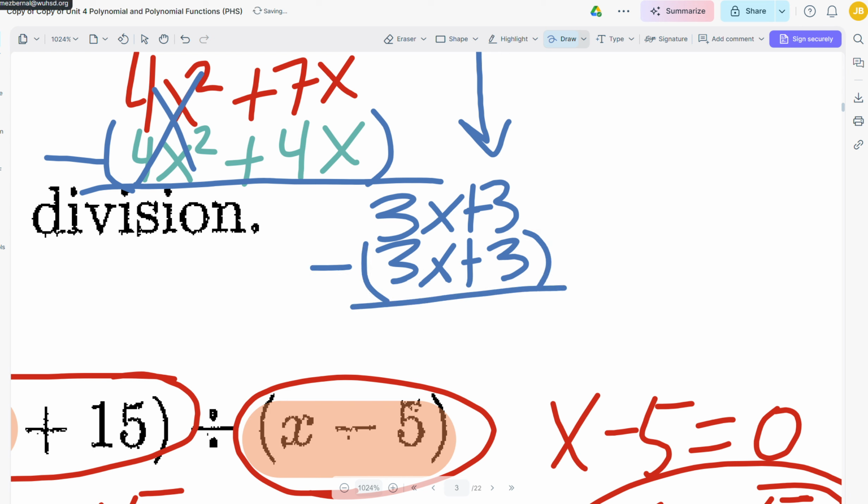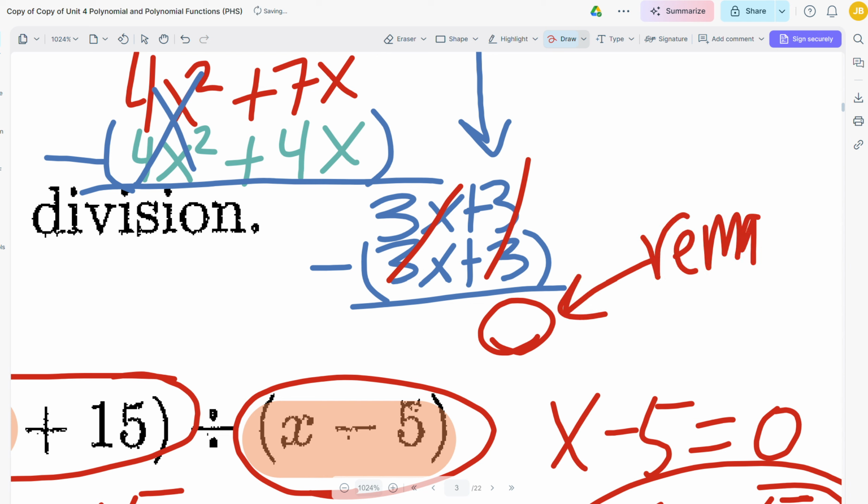Subtract with parentheses, and we're going to do it again slow. 3x minus 3x is 0. Cancel out. And again, 3 minus 3 is 0. So we can go ahead and cancel those out. We get a remainder of 0. Remainder.